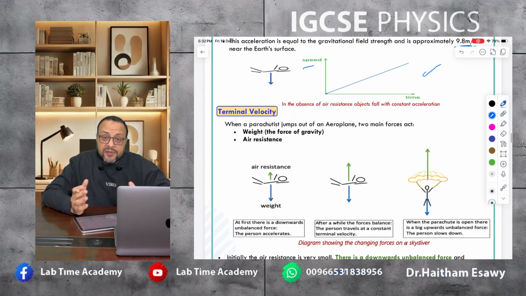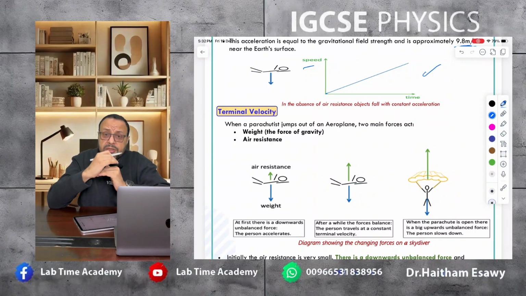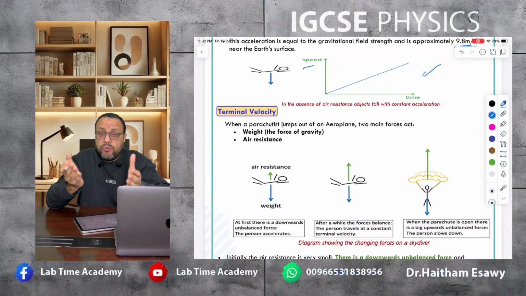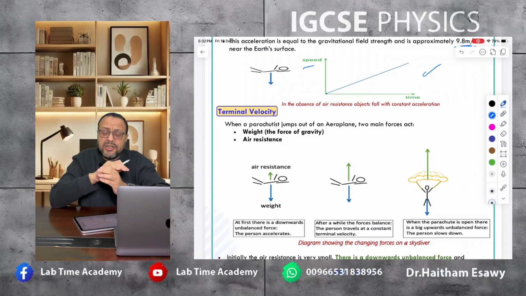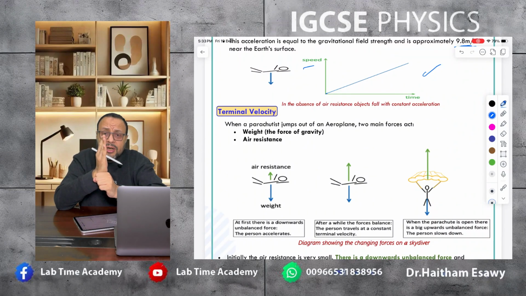What happens if we have air resistance? Let me give you an example. When the parachutist jumps from his airplane, we have air resistance. So let's talk about the forces that act on the skydiver. Actually, we have two forces, an upward force and a downward force. The downward force will be the weight of the skydiver, and the upward force will be the air resistance or drag force. Sometimes one of them will be greater than the other, and finally they can be equal to each other.